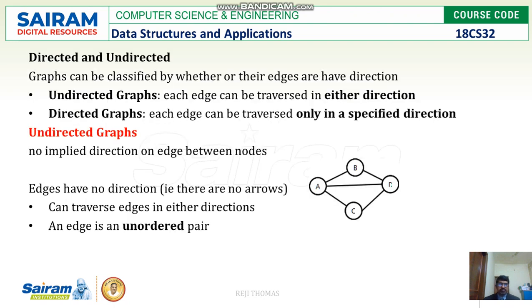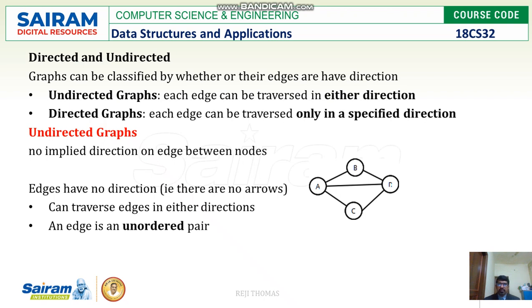So next is directed and undirected. As the name says, a directed graph has a direction. An undirected graph does not have a direction. So an undirected graph can be traversed in either direction. There is no direction for that, so we can move in either direction. If it is a directed one, only in a specified direction can we traverse.